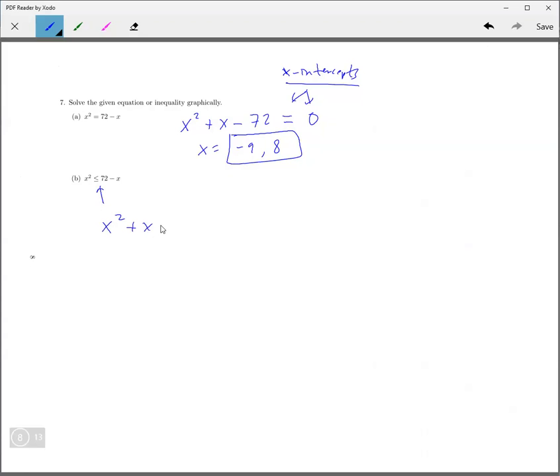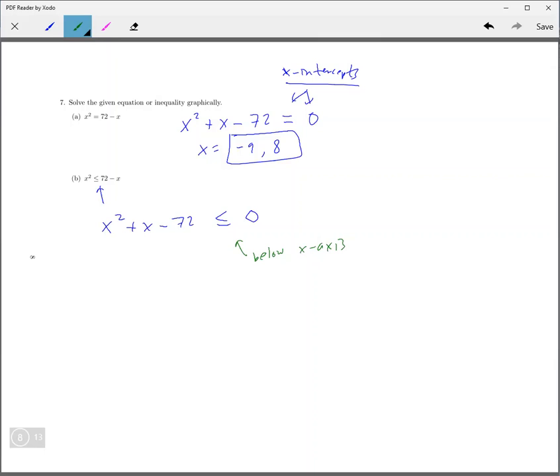Now this next question is really the same two functions, but again, we can take this over to the left-hand side of the equation. So now it's asking, where is this less than or equal to 0? And this would be below the x-axis. So for what values of x is the graph going to be below the x-axis?